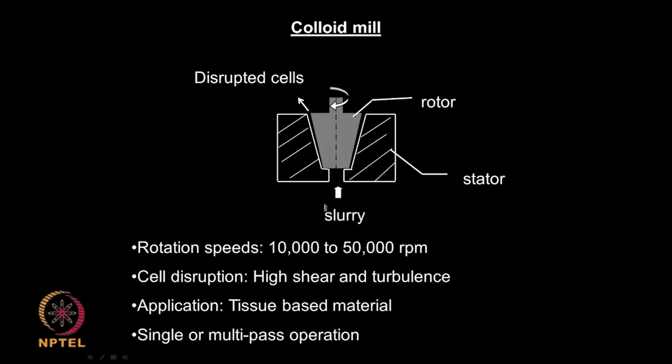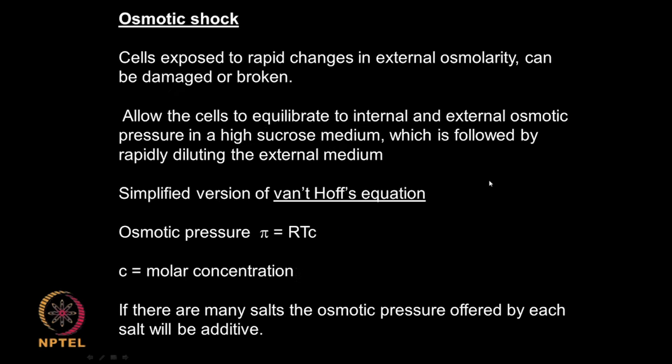You have colloid mills, that is another method where you have rotating cylinders and a small gap. The cells are rubbed in that small gap and the cells get broken down. This is very good for tissue based material, and you can have single pass or multi pass. It is happening because of the high shear and turbulence that is produced between the rotor and the stator, that is called the colloid mill.